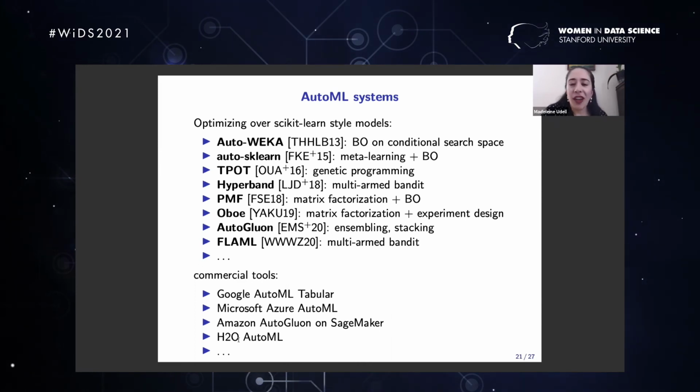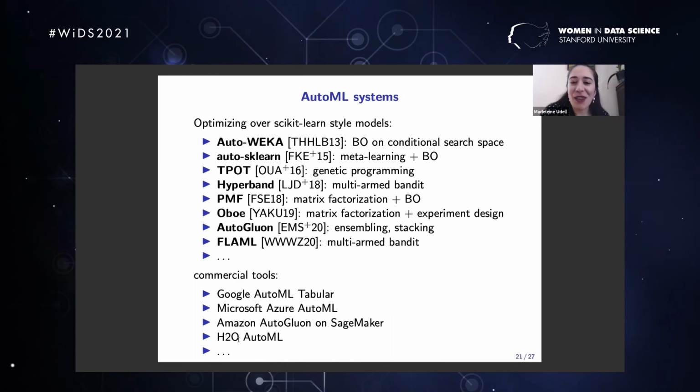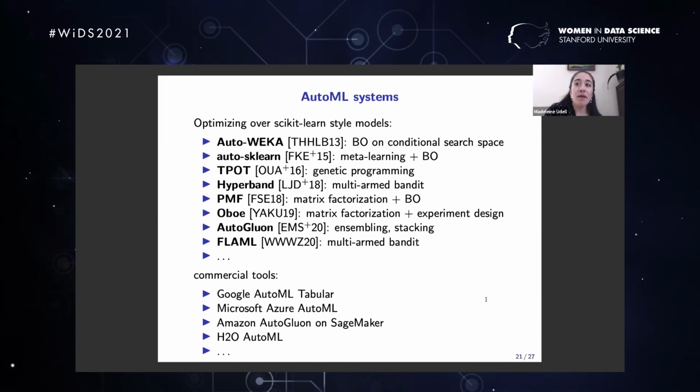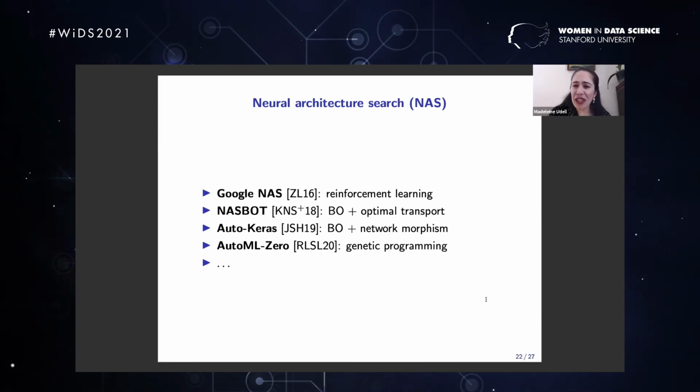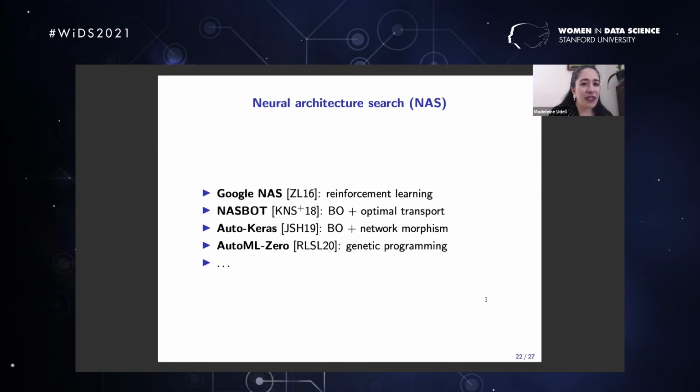H2O is another company that produces really great machine learning software, and they have their own AutoML method that's mostly using random search plus ensembling. Okay, there's a bunch of methods also for neural architecture search. I'm not going to talk too much about those methods because it's outside the scope, but there are really interesting ideas going on there, and the ideas there are actually quite different from the ideas that work best on tabular data.